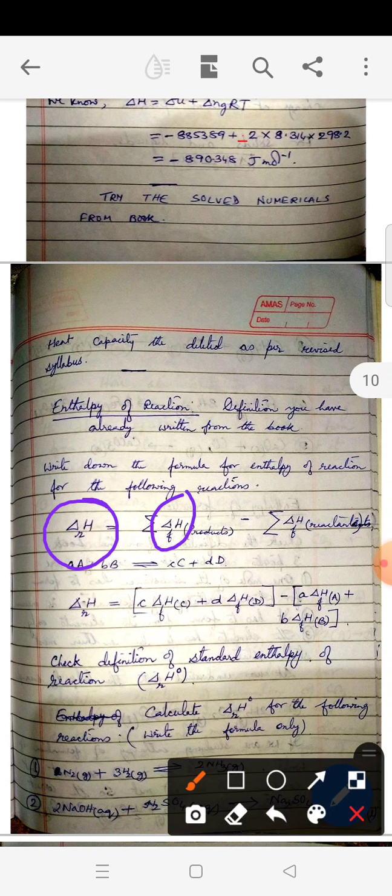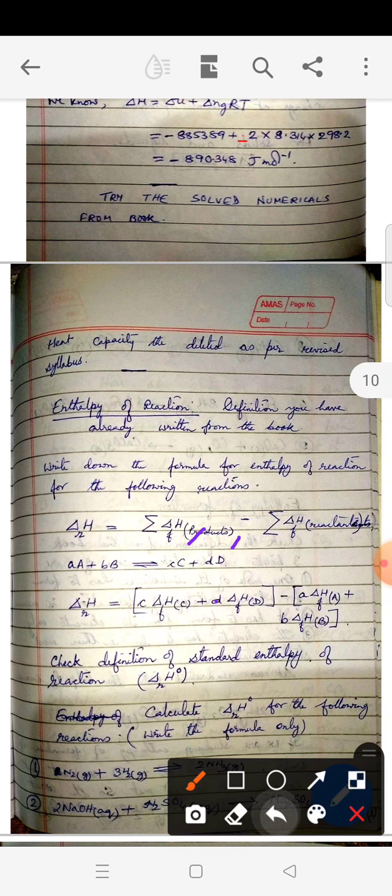Delta HF means enthalpy of formation of products minus the summation, that means you have to add up, the enthalpy of formation of reactants. Now let us take a hypothetical equation: a molecules of A plus b molecules of B giving you the products c molecules of C and d molecules of D. Now how do I find out delta HR for this particular reaction?